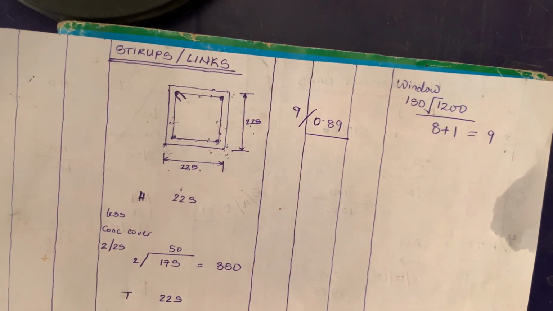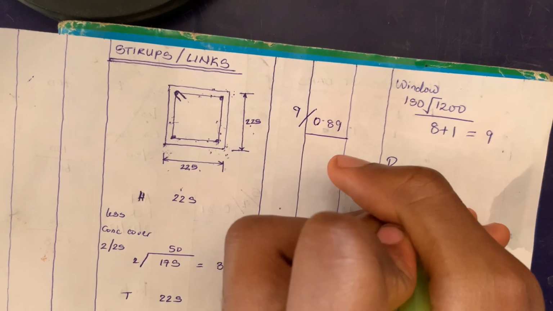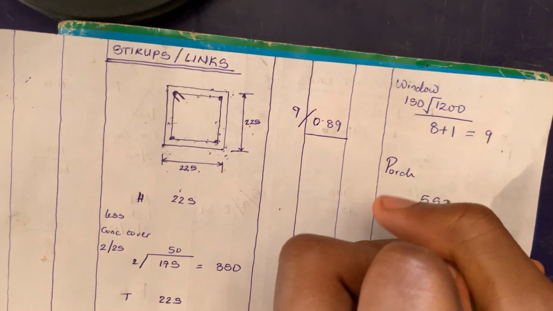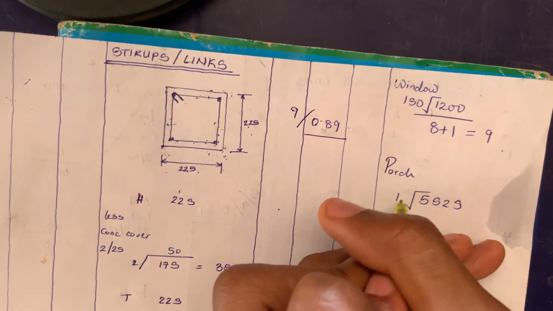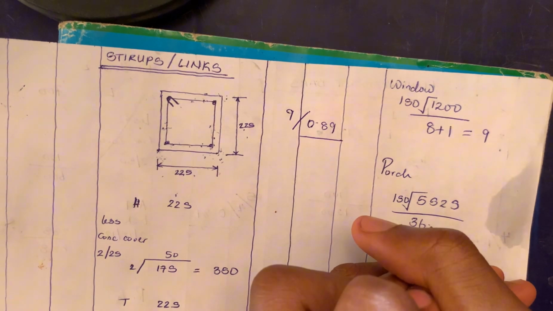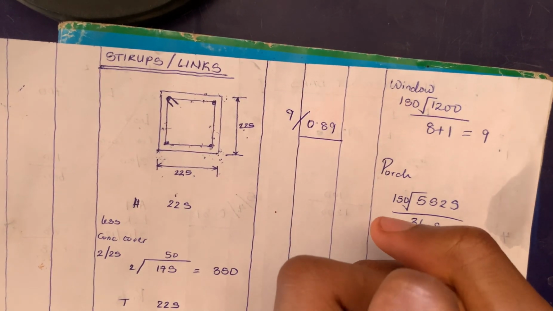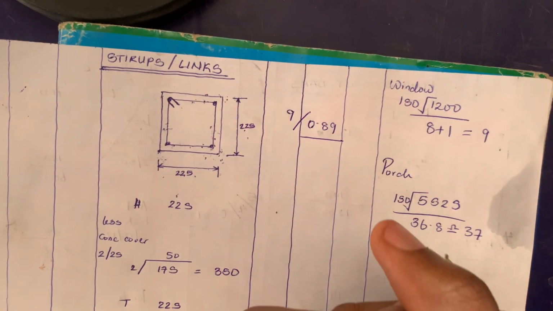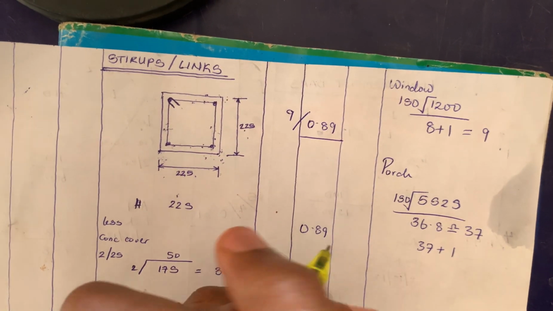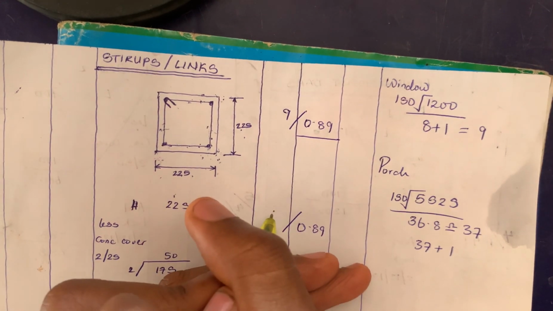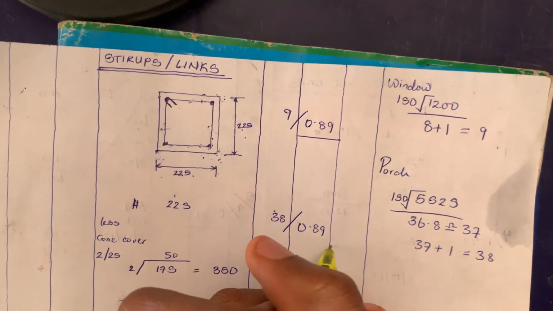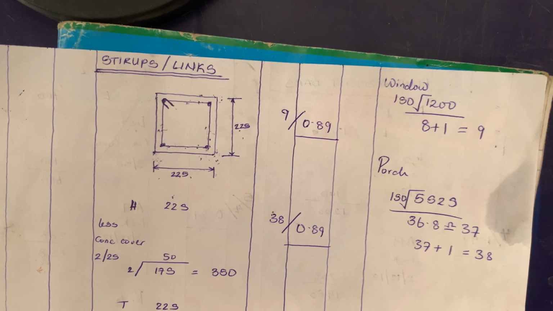Then you go to your porch opening, and the length of the reinforcement used at the porch is 5525. And you divide it by 150, and what do we have? 36.8, which is approximately 37. So it will be 37 plus 1. So we book 0.89 times, you multiply it by 38, and then you close. Then the next one would be our lobby.